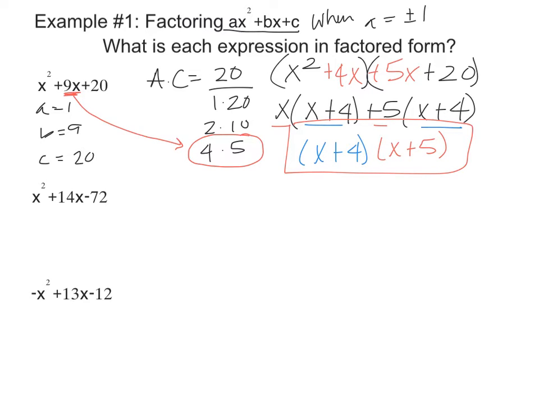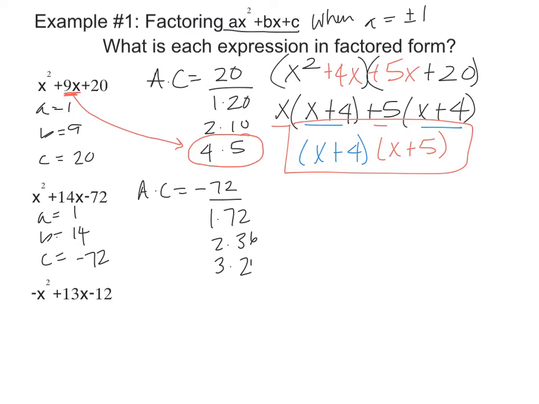All right, the next one, AC. Again, we need to identify our A, our B, and our C. So A is 1, B is 14, and C is negative 72. A times C will give us negative 72. So we need to go through and find all the factors of 72. So just a moment while I get my calculator ready. So that's 1 and 72, 2 and 36, 3 and, let's see, 3 and 24.